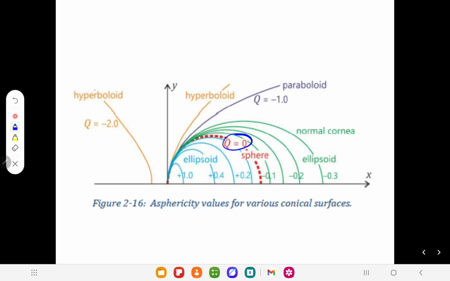Q for a sphere is 0. In case of cornea, cornea is paraboloid, and the paraboloid cornea falls around here, isn't it? So this is the picture. You can see this picture. Okay, hyperboloid means greater than 1.